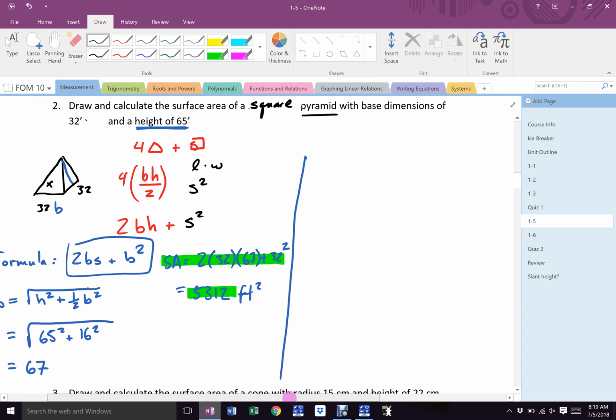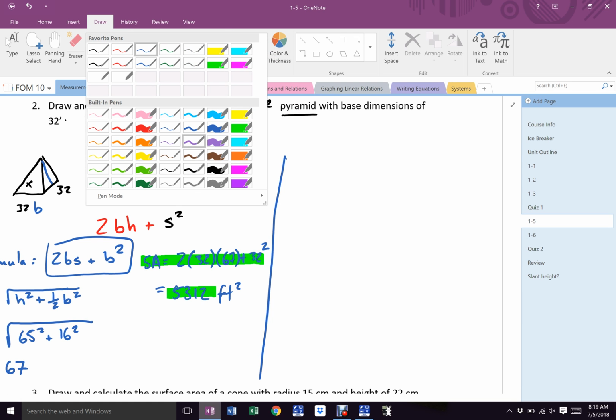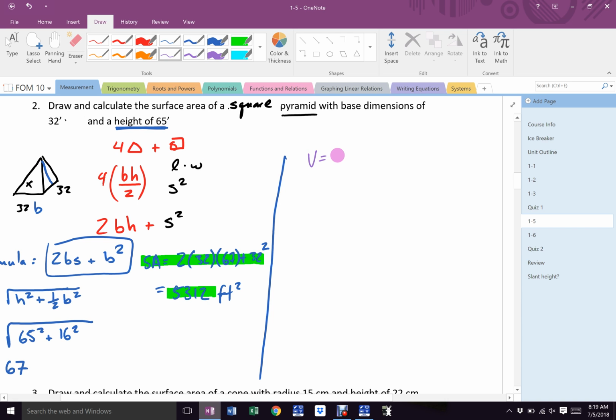It's a pyramid. So, I know that volume of a pyramid, and I look on my sheet, it's related to prisms, so it's still going to be area of base times the height, but now I got to divide by 3. The area of the base is the shape I started from. In this case, it was the square pyramid. So what was it? I got it drawn right here. How do I find the area of a square? 32 times 32. Or 32 squared. Times the height. What was the height?